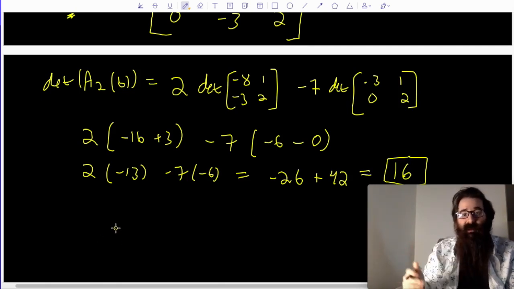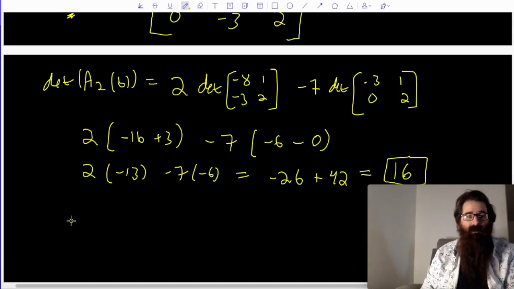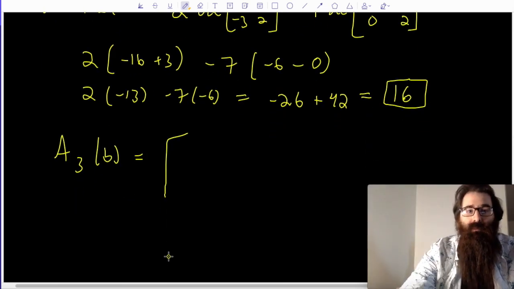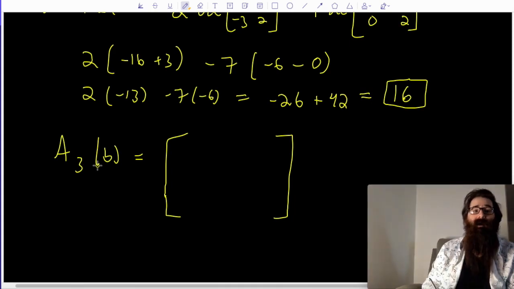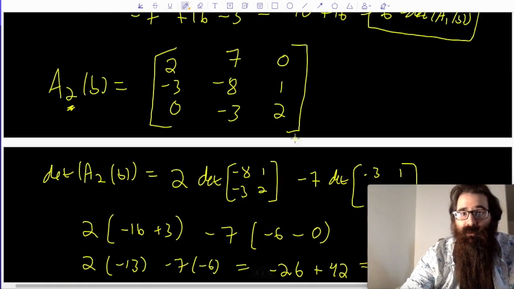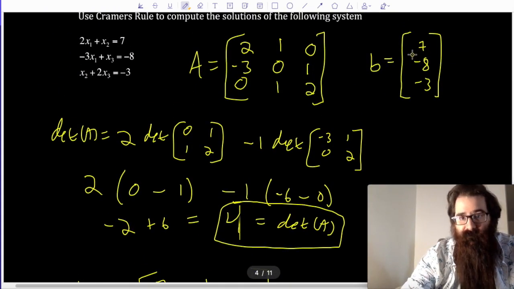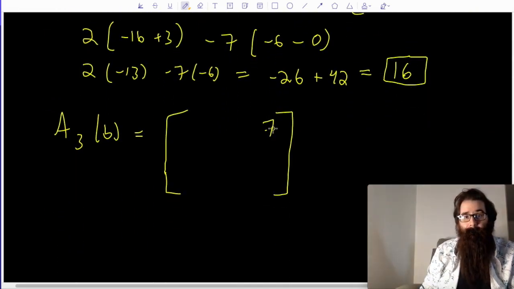And there's one more of these I have to go through, and then I can start assembling my solution. So we have to build A sub 3 at B. One more 3 by 3 matrix and one more determinant. We'll have all the pieces. And this is telling me, okay, go to the third column and replace the third column with that vector B. So I'll say, okay, I think I remember it was 7, negative 8, negative 3. Is that what it is? 7, negative 8, negative 3 is what it is in that third column.